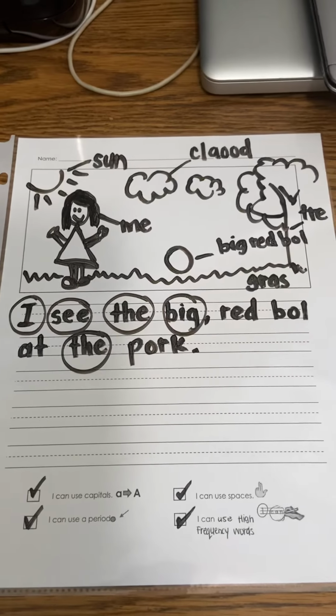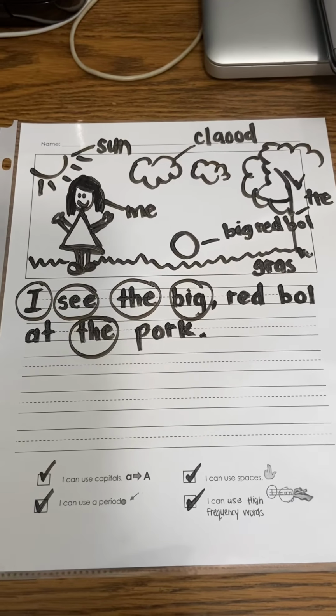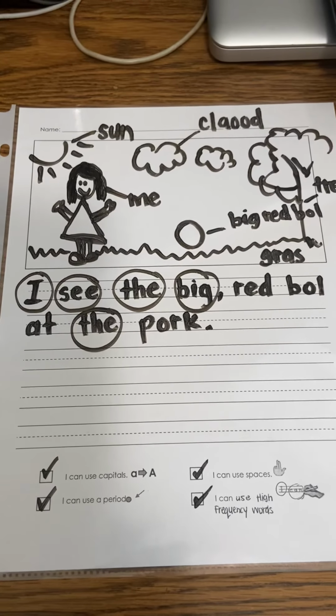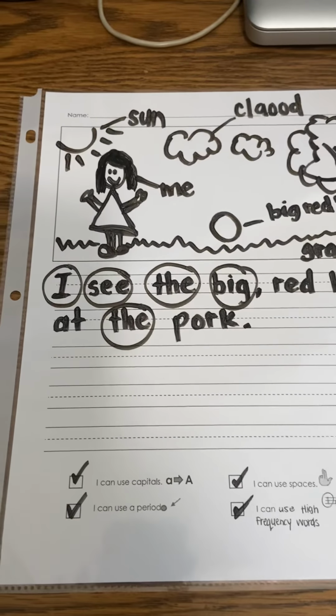So there you have it. There's one of our writing samples that we did. I'll try to go ahead and do some other ones as we navigate through this whole process.